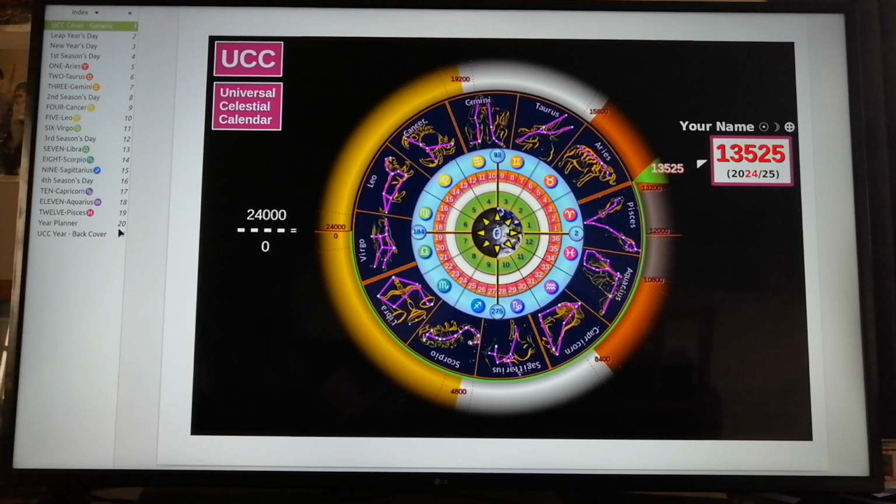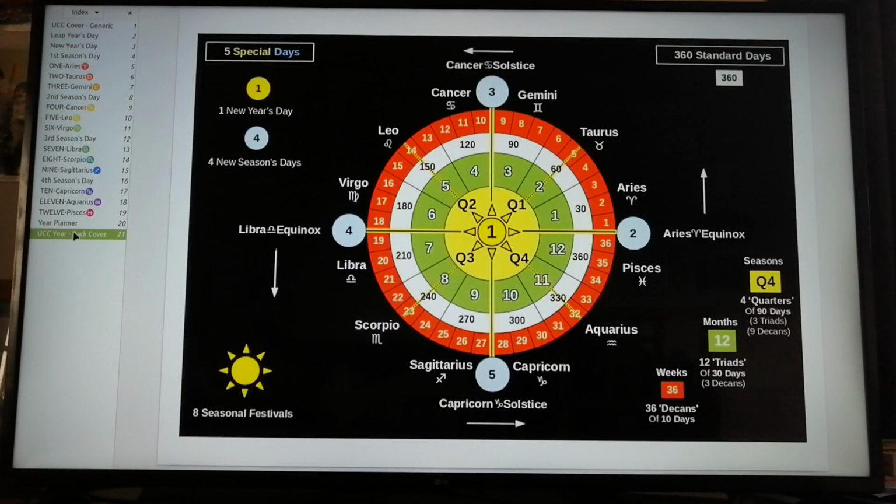Now I just want to jump to the back cover. Down the side here, you've got all the different pages of the calendar for the whole year. Let's just have a look at the back cover, because this shows you the structure of the calendar.